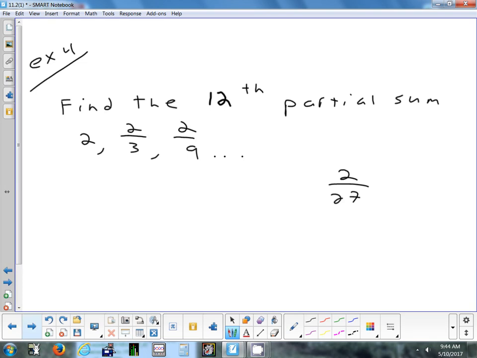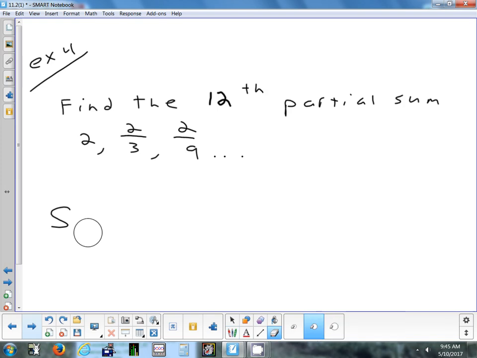So eventually, if you were to continue this out for quite a few terms, this number is getting closer and closer to what? 0. It's never going to reach 0, but it's going to get very small. So let's add up the first 12 terms in this sequence.